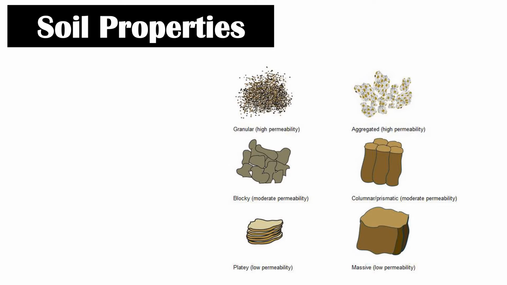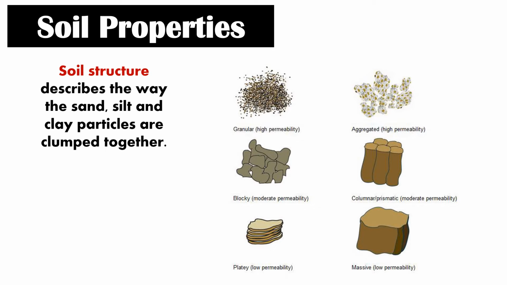Soil structure. So soil structure is described as the way the particles are clumped together. The composition of the soil determines its structure. So these are the examples of soil structure. So you have the granular, aggregated, blocky, columnar, platy, and massive. So nakadepende sa structure yung permeability ng ating soil.